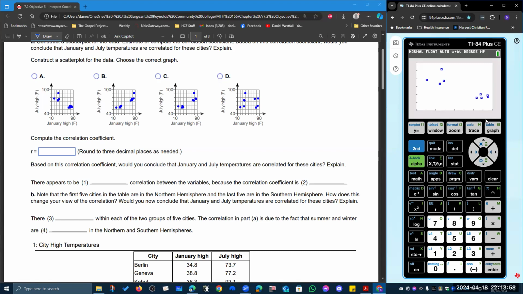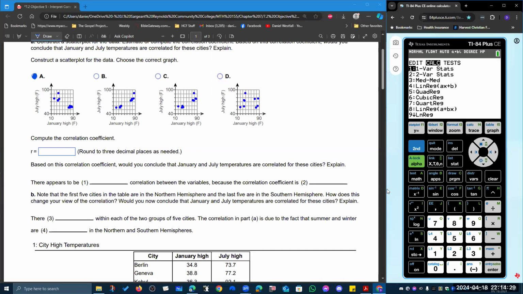where we have a close grouping together down here that you can see over here on my calculator. And then this grouping here you can see up here. And those temperatures that are grouped together kind of represent northern hemisphere and southern hemisphere temperatures. Let's go ahead and calculate the R value.